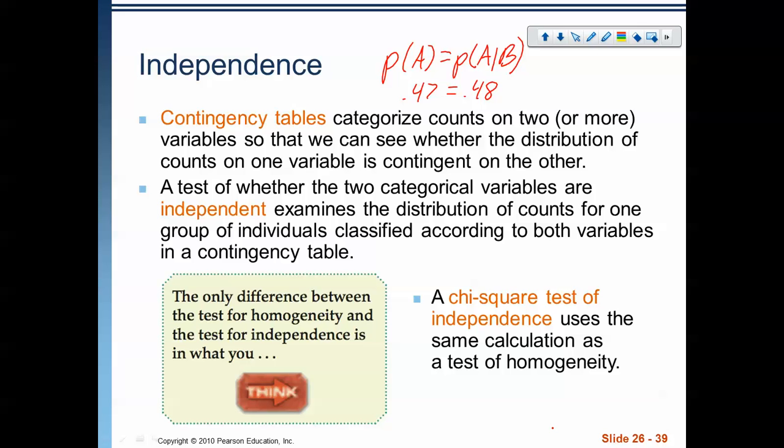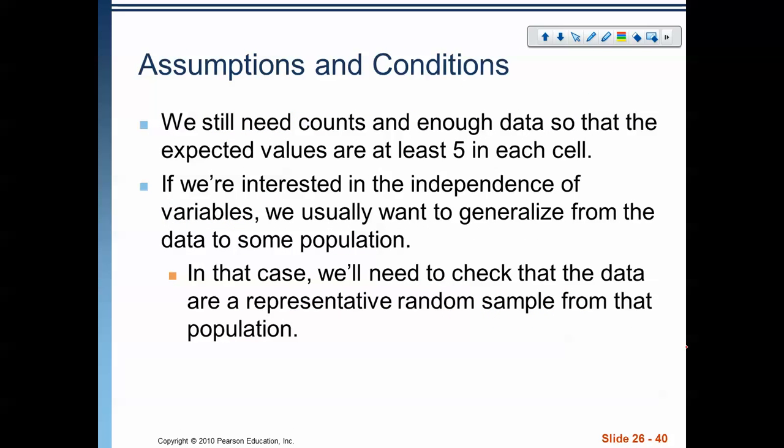So again, this is very similar to the chi-square test of homogeneity. We need two variables in the contingency table, and we're going to see if they're independent of each other. The test for independence is almost exactly the same as the test for homogeneity. The only difference between these two tests is the approach of the problem, meaning how we set the hypothesis. Everything else about these two tests is exactly the same. It's the same assumptions and conditions. We need enough counts so that the expected values are at least 5 in each cell. That has to happen.